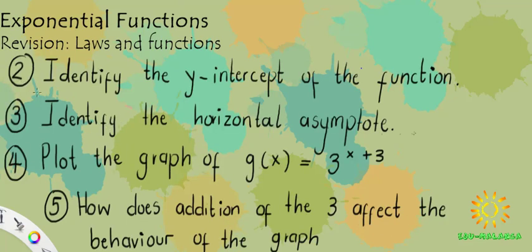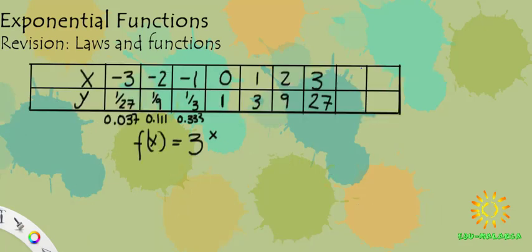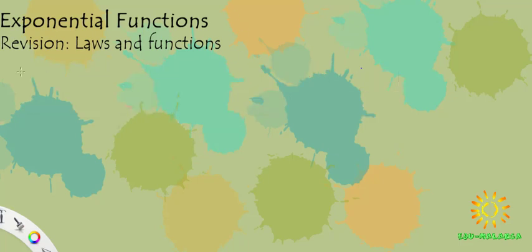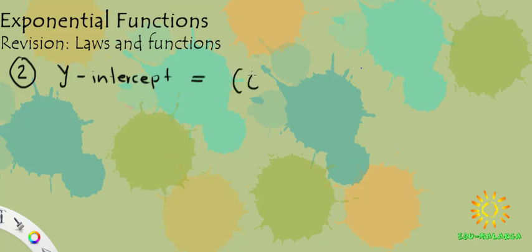The second question asks us to identify the y-intercept of the function. You can simply come back to this table. The y-intercept happens when x is 0. The y-intercept is 1. So for question 2, the y-intercept is equal to (0, 1) for this function.